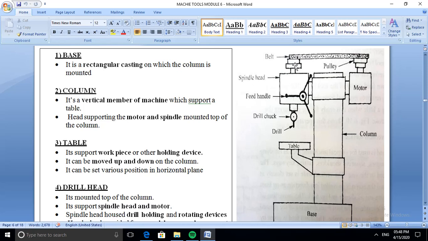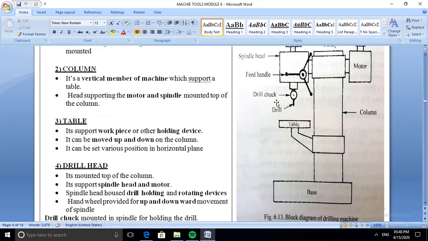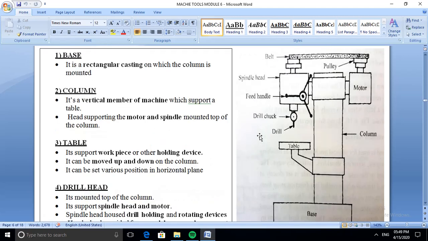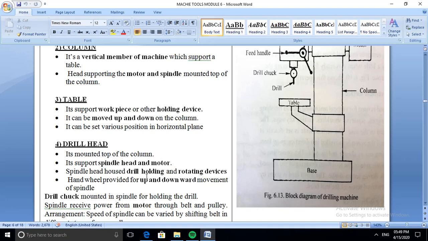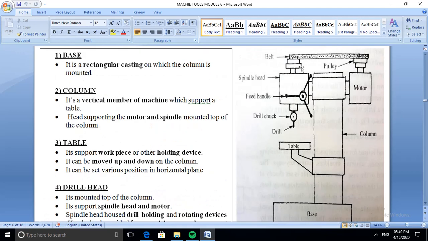From this spindle the power is transmitted to the spindle head, and the drill head is mounted over this spindle head. It is mounted on the top of the column. It supports the spindle head and motor, spindle head housing and drill holding. So all these components are normally called the spindle head.